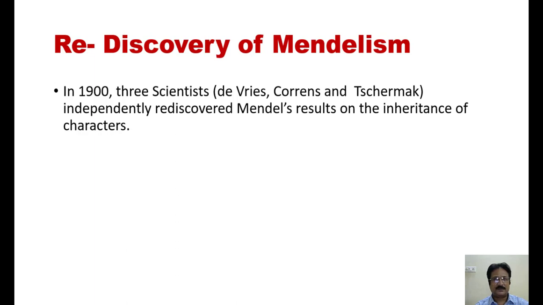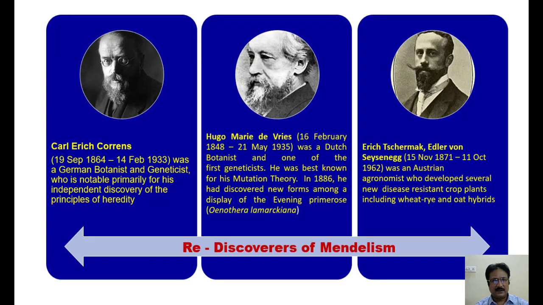Mendelism was rediscovered in 1900 by three scientists who worked independently and got the same results. It was DeVries, Correns, and Tschermak. You'll see here, these are those three important scientists whose work brought Mendel to light again. And Mendel was then known as the father of genetics.